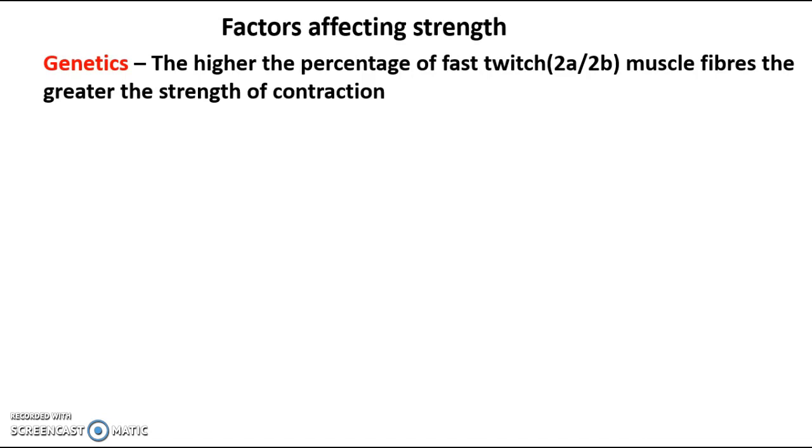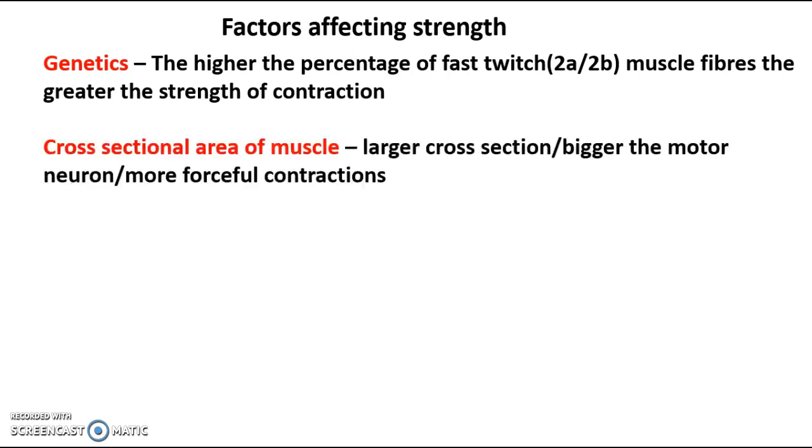So genetics basically refers to your innate, natural predisposition or content of fast twitch fibers. Okay, particularly fast oxidative glycolytic, fast glycolytic 2A, 2B. The more you have of fast twitch 2A, 2B fibers, the greater your strength of contraction will be. So some people are born with a higher percentage of fast 2A, 2B fibers, therefore their strength is higher.